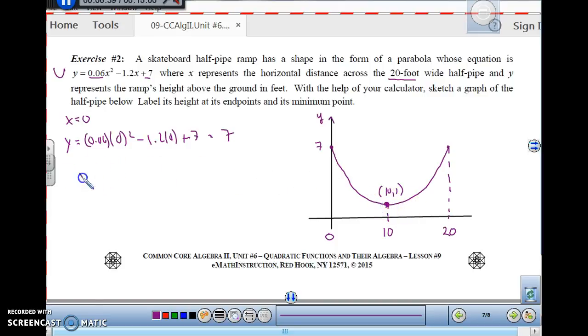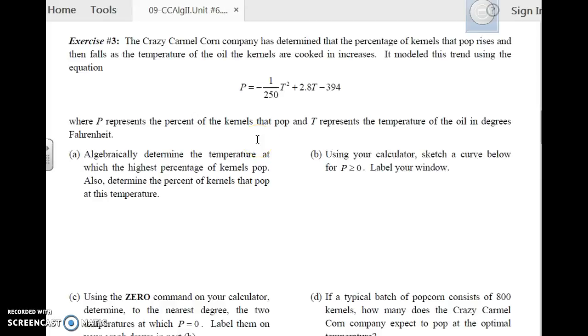All right, so I know y is equal to 0.06 times 10 squared minus 1.2 times 10 plus 7. And when I work that out, it does come out to be 1. So this is 10, this is 1. All right, so there's the sketch. Now notice we did the sketch without even having to put it in the calculator, just by working out what we knew. Let's try the next problem.